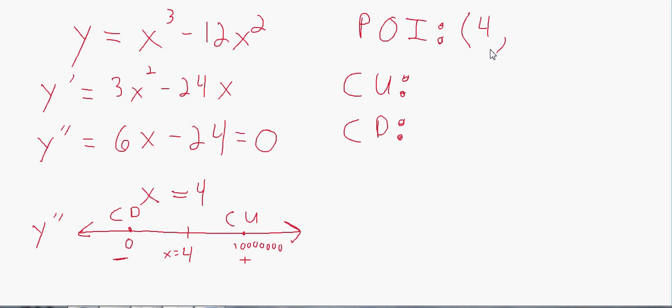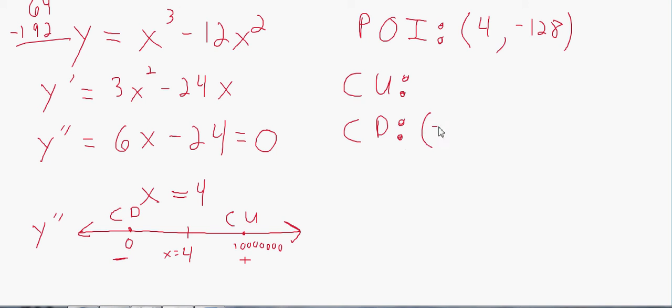That's when x is 4, and when x is 4, we can plug 4 into here. We get 4 cubed, which is 64, minus 12 times 16. What is that? 16 times 10 is 160, and 32 is 192. So it's 64 minus 192, and that's going to be what? 128, negative 128. There we are. That's our point of inflection. It changes concavity from concave down to concave up.